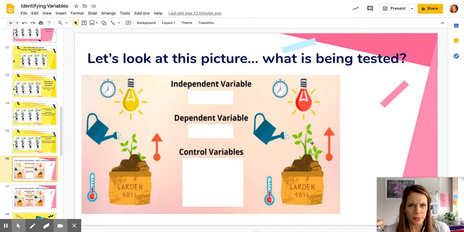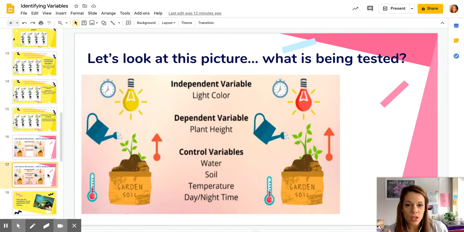Kind of hard. It actually took me a little bit of time. The light bulb color is different, right? So we've got a yellow light and we've got a red light. So that's what's being changed from one of these plants to the other. Now it's already also kind of showing you the effects of what happens when you change the different color light bulbs. So again, light color is the independent variable.